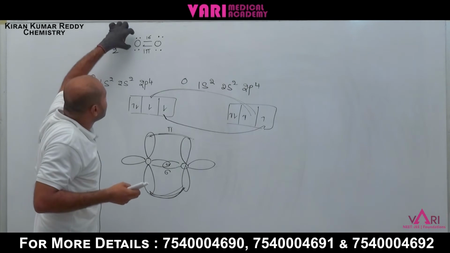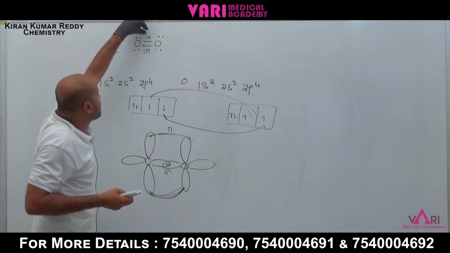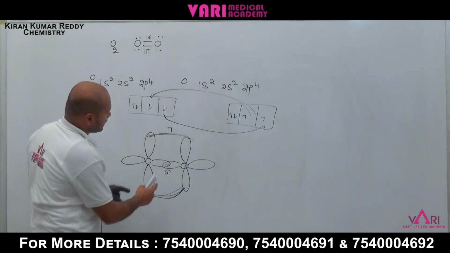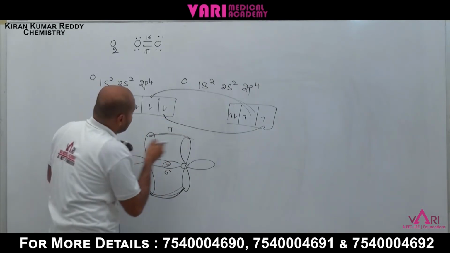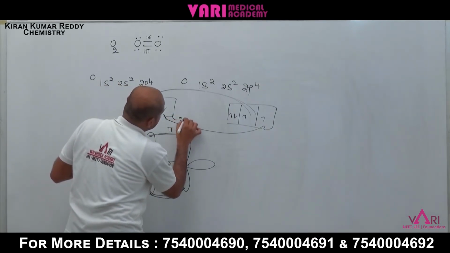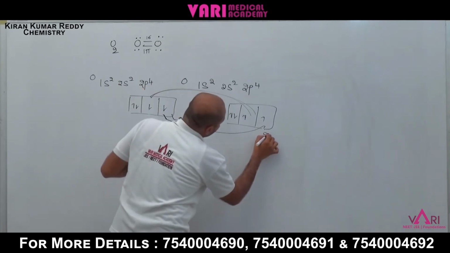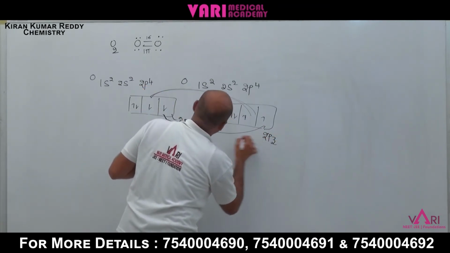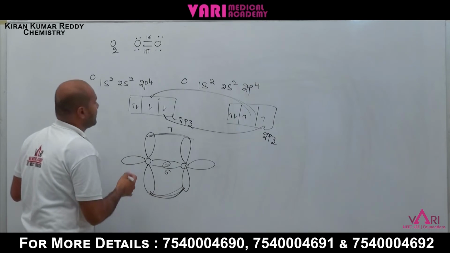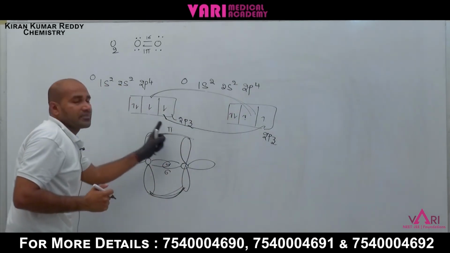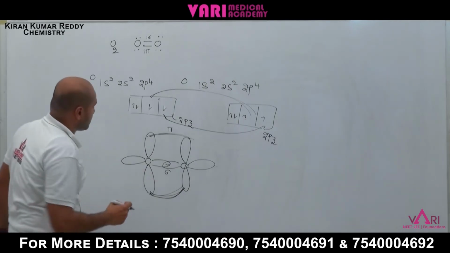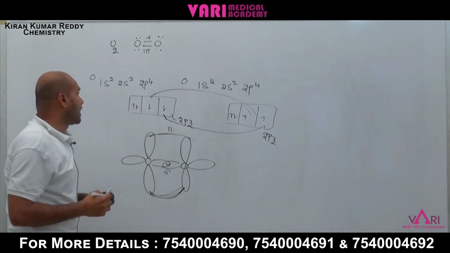In between oxygens, how many sigma, how many pi? 1 sigma, 1 pi bond. That is 1 sigma bond between 2pz and 2pz, because 2pz is along the internuclear axis, so the sigma bond is formed by 2pz and 2pz. Here the 2py and 2py form the pi bond. This is the example of oxygen.